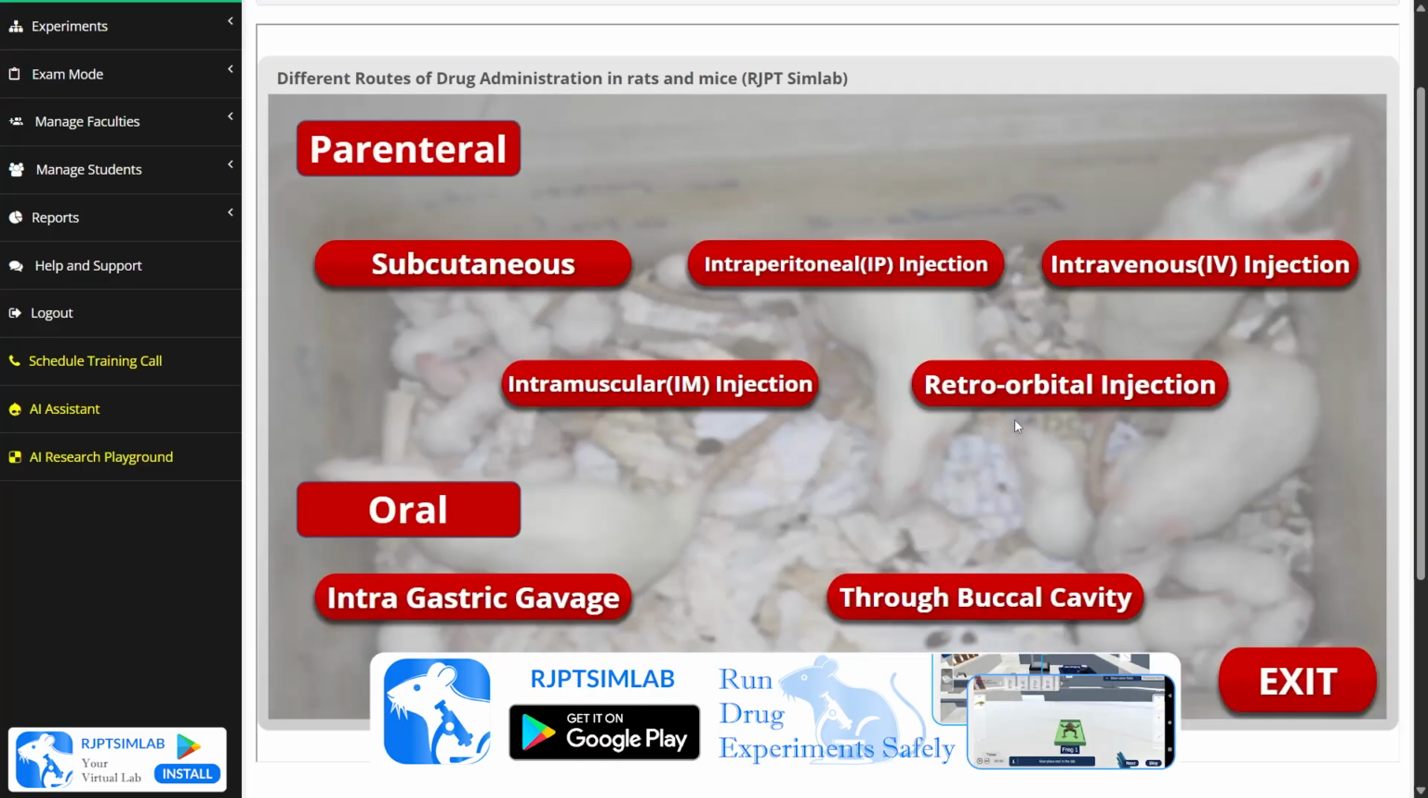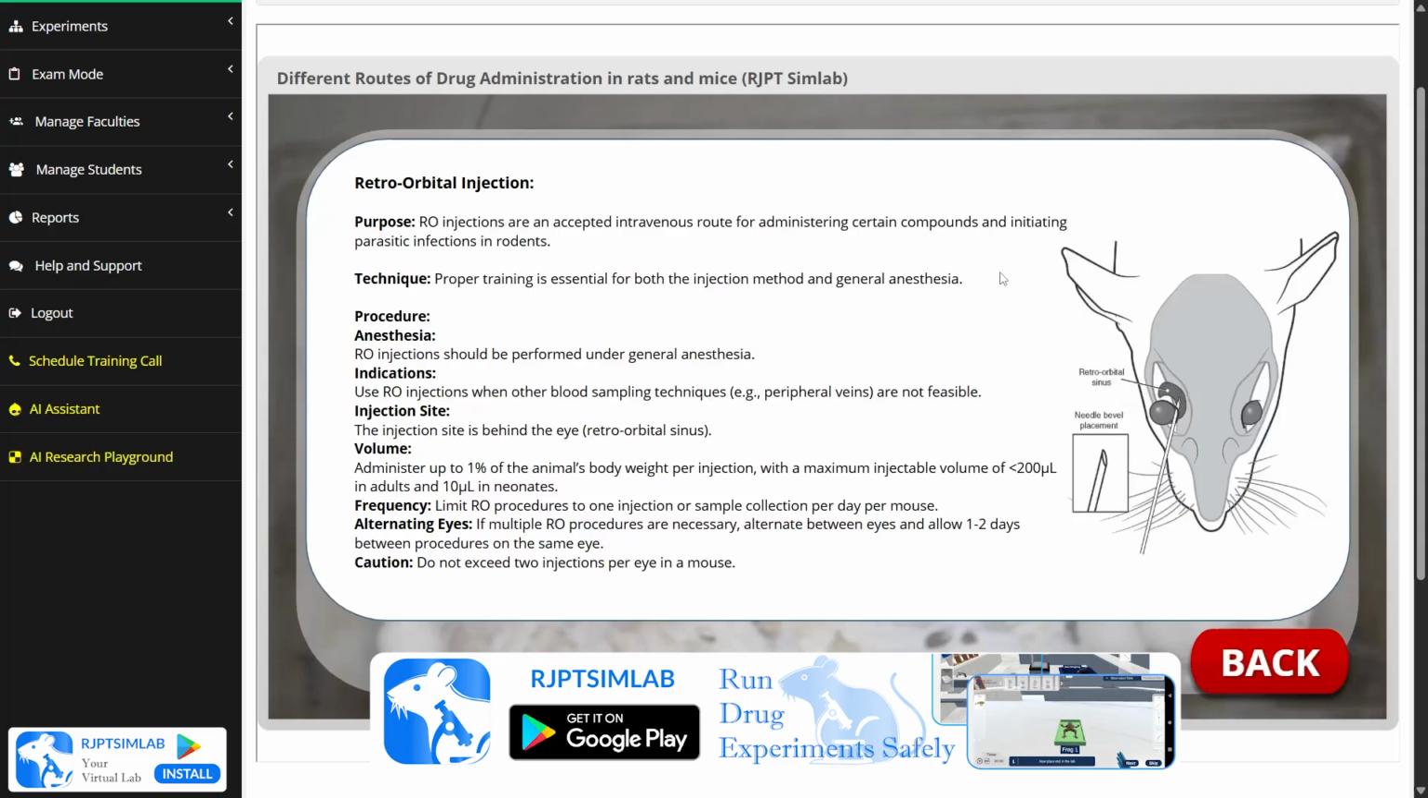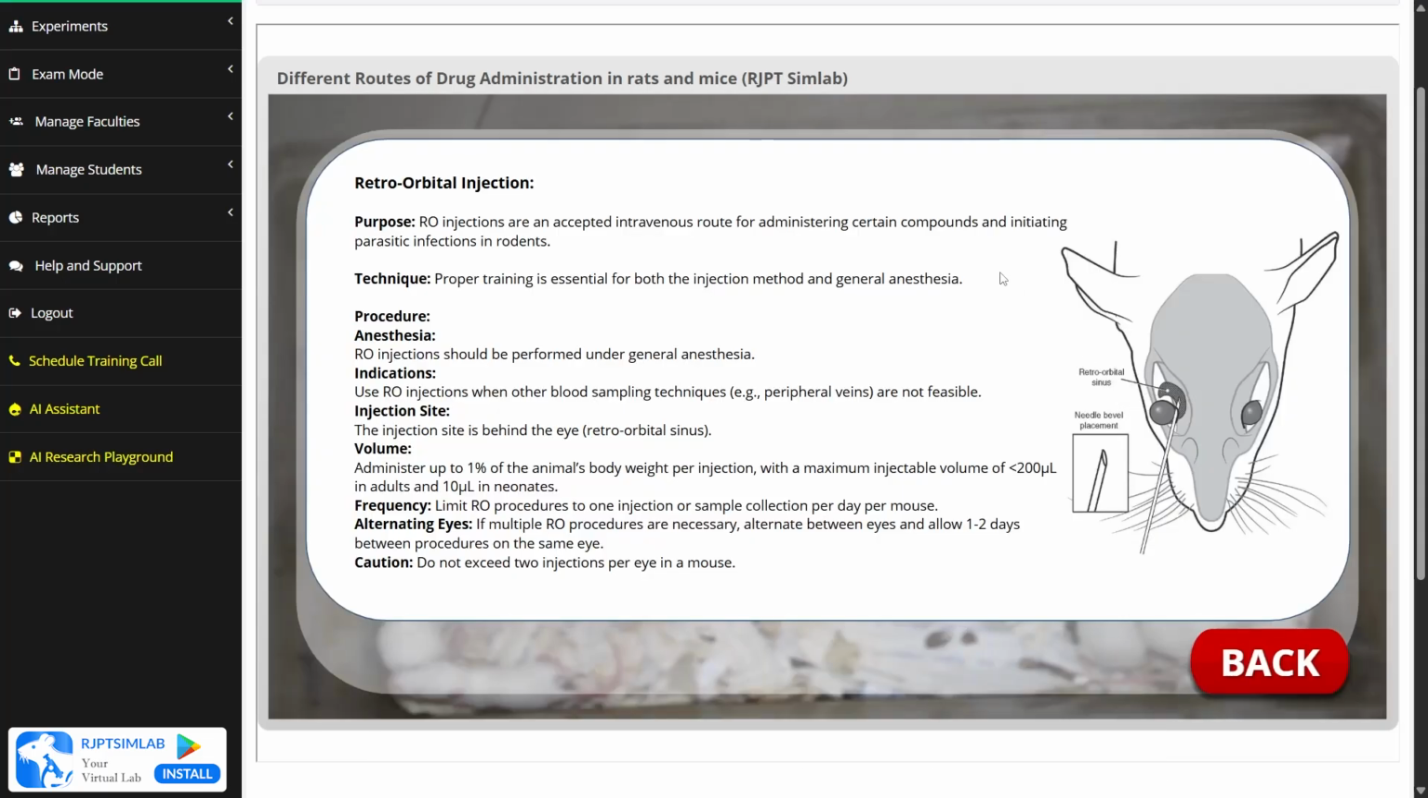Now let's move on to our fifth method, which is the retroorbital injection route. For this route, we insert the needle into the retroorbital sinus region of the rat. As we can see, this is the retroorbital sinus region, which is located behind the eye. We are inserting the needle. This is the needle portion which is inserted into the retroorbital sinus region.